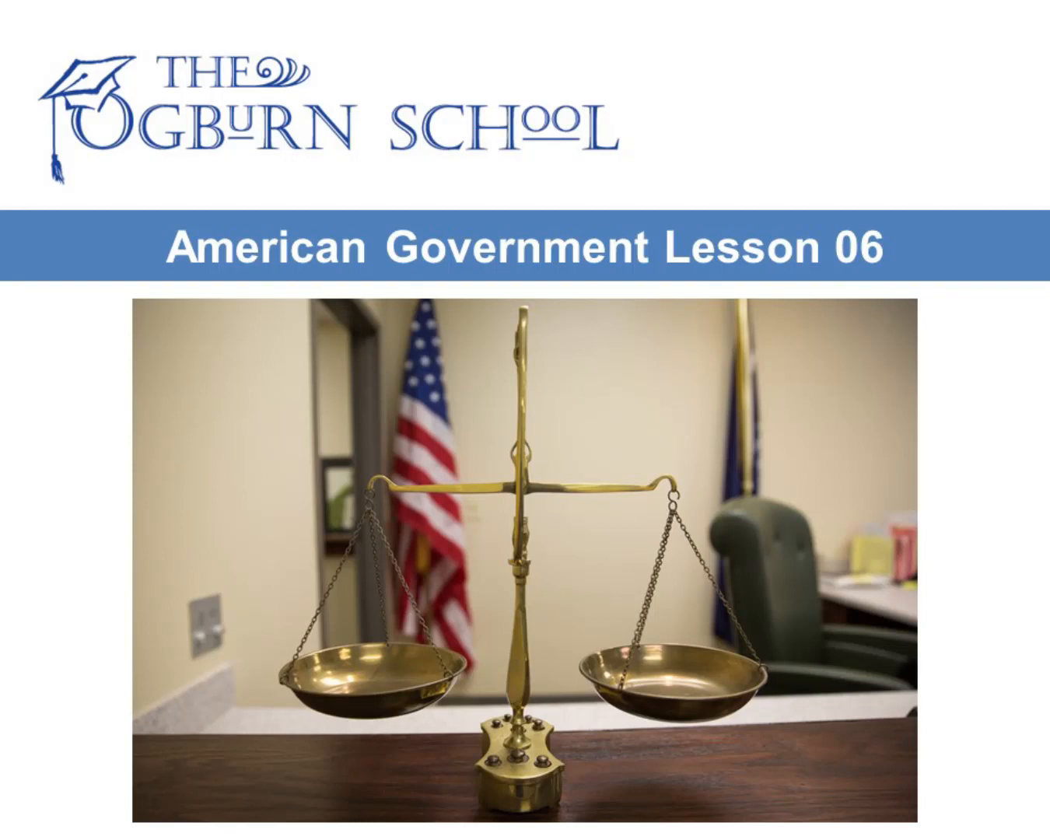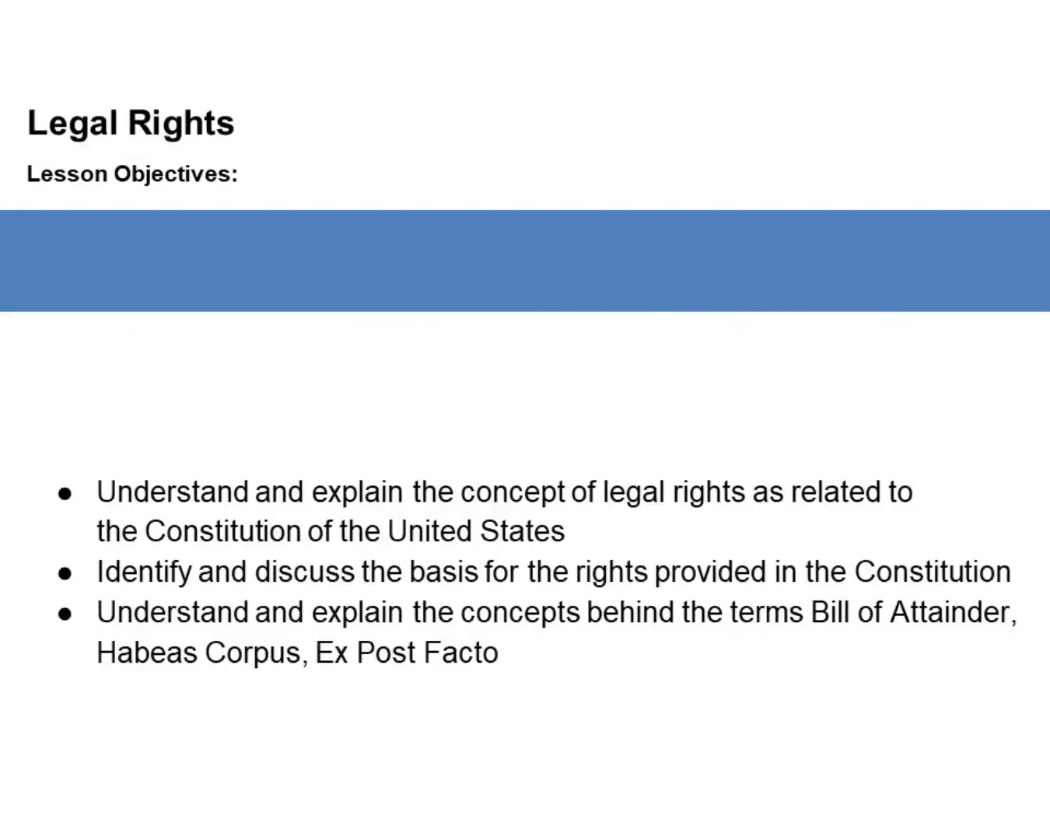American Government Lesson 6. Legal Rights. Our lesson objectives are: understand and explain the concept of legal rights as related to the Constitution of the United States, identify and discuss the basis for the rights provided in the Constitution, understand and explain the concept behind the terms of Bill of Attainder, habeas corpus, ex post facto.